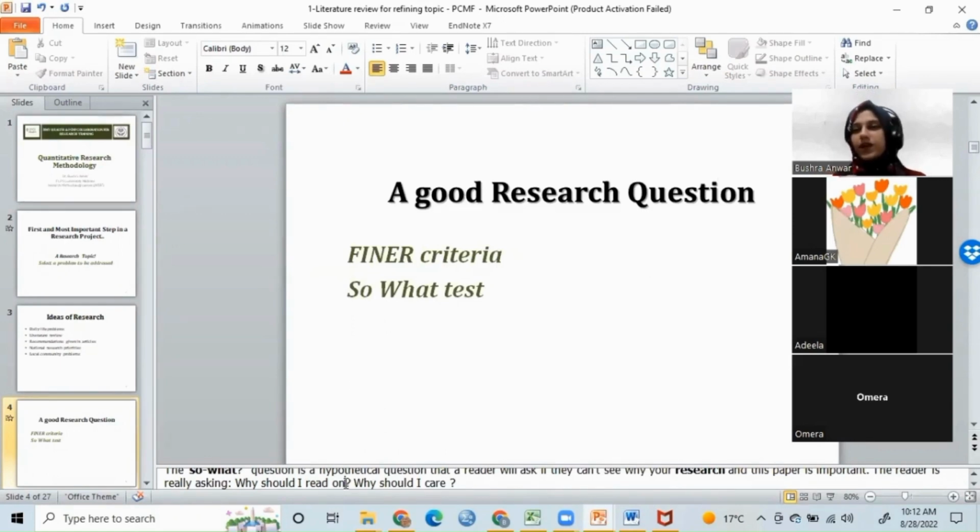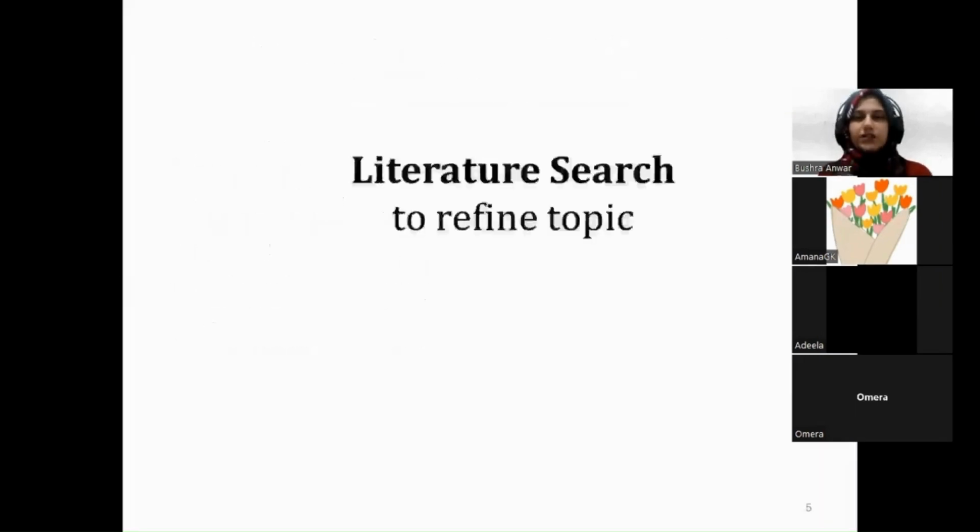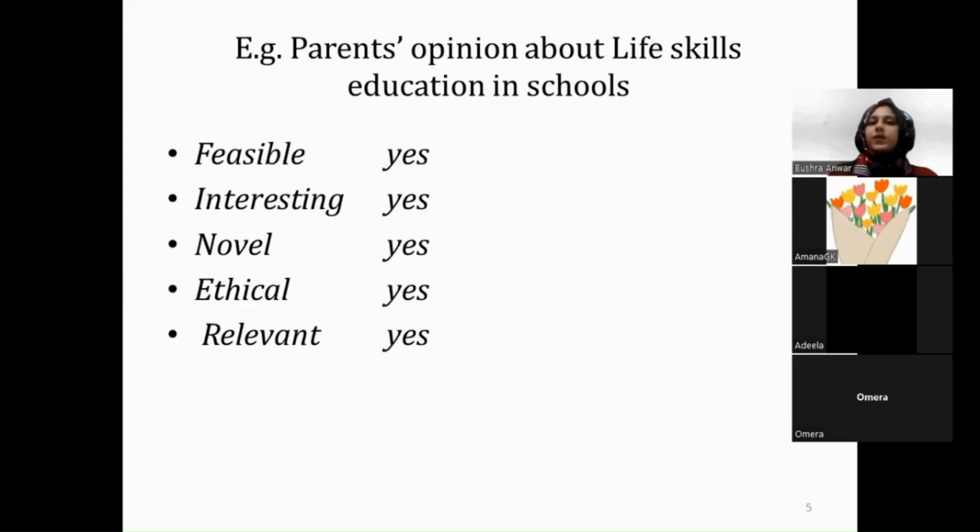So they will be asking you, what is the importance of this topic? You will say this, and they will say, so what? And you should be able to justify that the resources and the time that you have spent on this research are justified, because this is something important that needed to be explored in order to solve the problems of your community. I'm describing this with an example. Our example is parents' opinion about life skills education in schools.